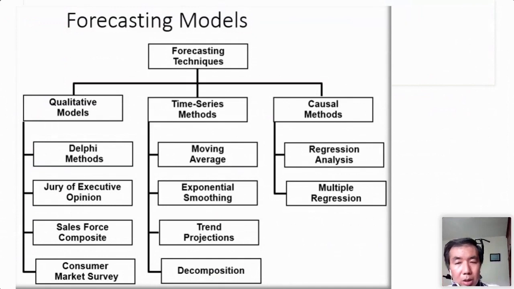The last column relates to causal methods. A causal method looks at what causes the item you're going to forecast. The popular one is regression analysis, multiple regression, and so on. So these are some of the forecasting models that are typically explained or taught. I just want to pause here first, just to clarify.